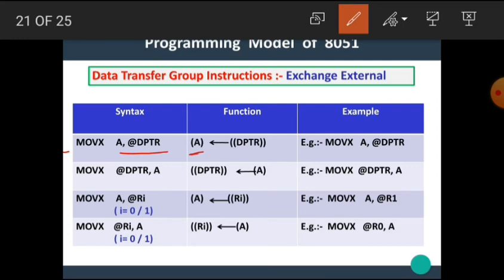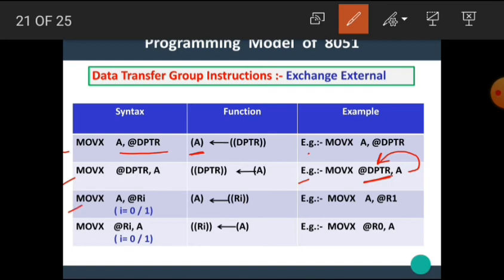is copied into the accumulator. The next instruction is MOVX @DPTR, A. For example, MOVX @DPTR, A. That means in this case the data in the accumulator is moved into the external memory location which is pointed to by this DPTR register.